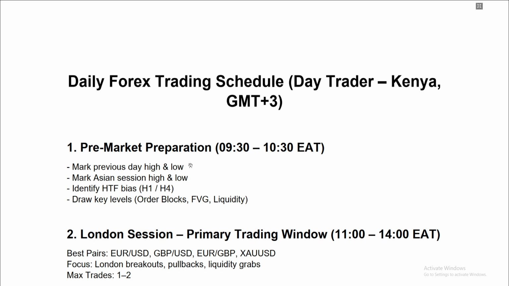marking the previous day's high and low, then the Asian session high and low. Next, I go to the H1 and H4 time frames, which is the 1 hour and 4 hour time frames, to define my market bias, okay? Finally, I draw my key institutional levels, which are the order blocks, fair value gaps, and liquidity zones.